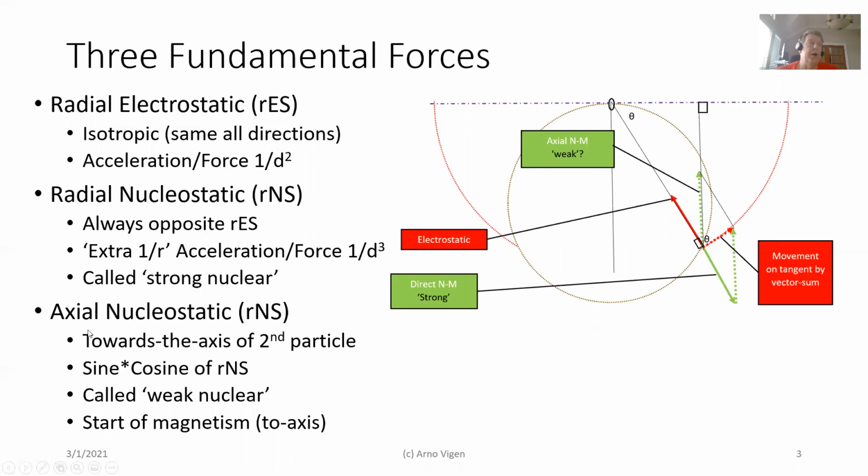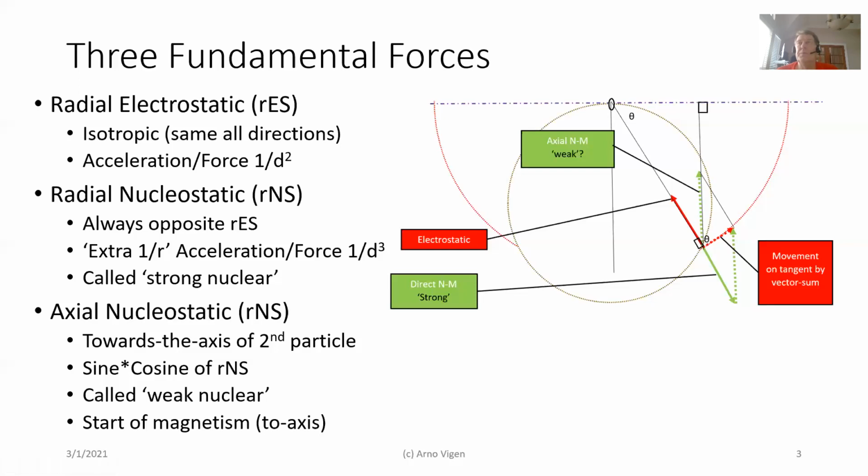And then the third part is an axial nucleostatic, okay? And that is towards the poles, this green arrow. So while these two are isotropic, the same in every direction, and opposite, this one is towards the poles. That is called weak nuclear and also is sort of the start of magnetism. Because as you get a balance here with this extra 1, you start to get magnetic shapes as that changes depending upon the angle theta.